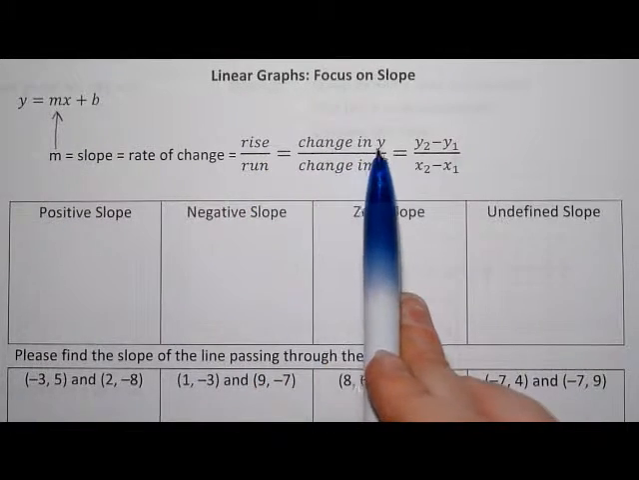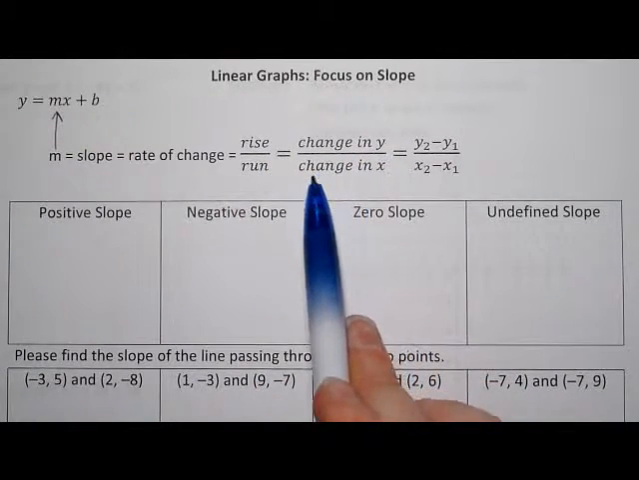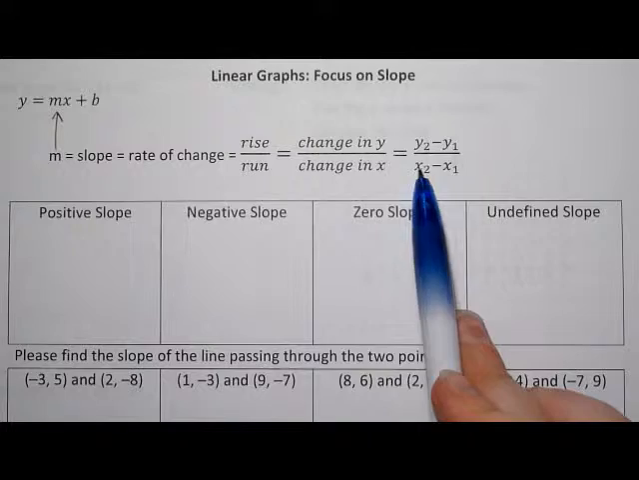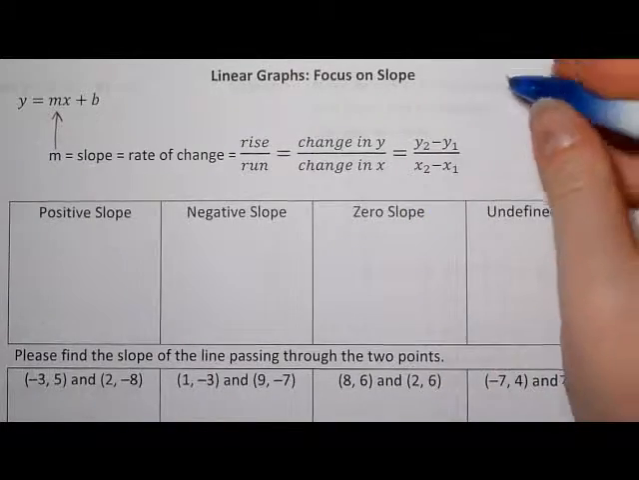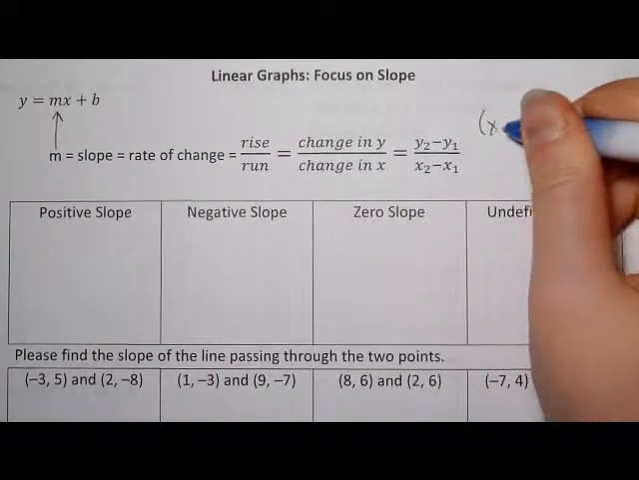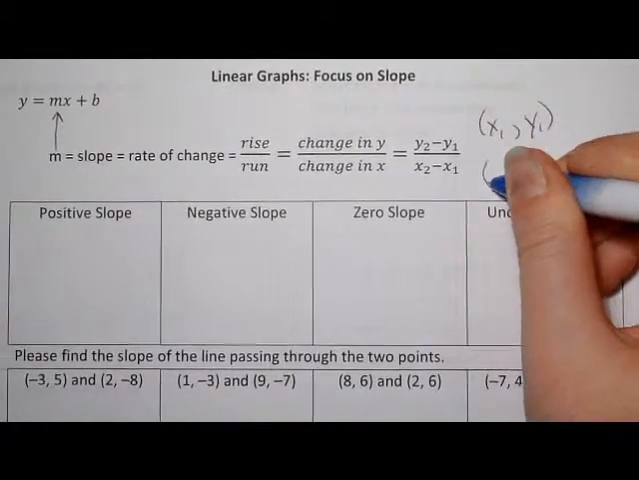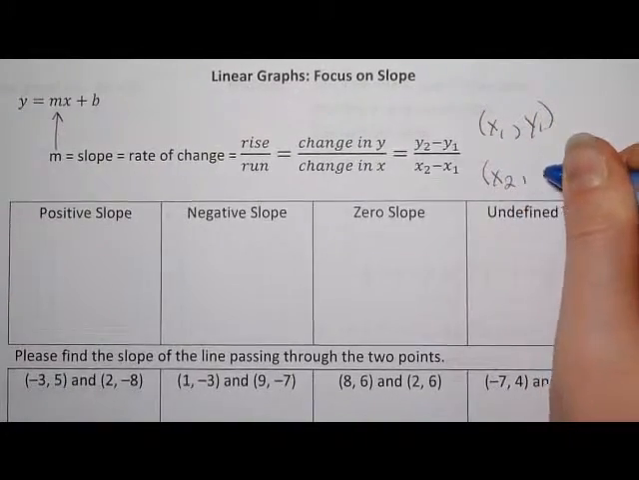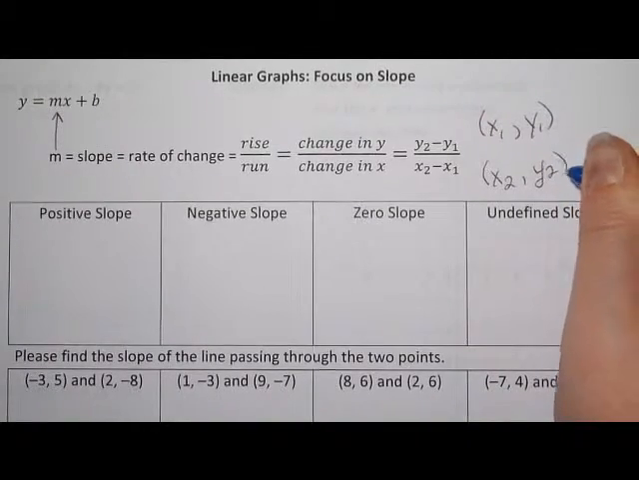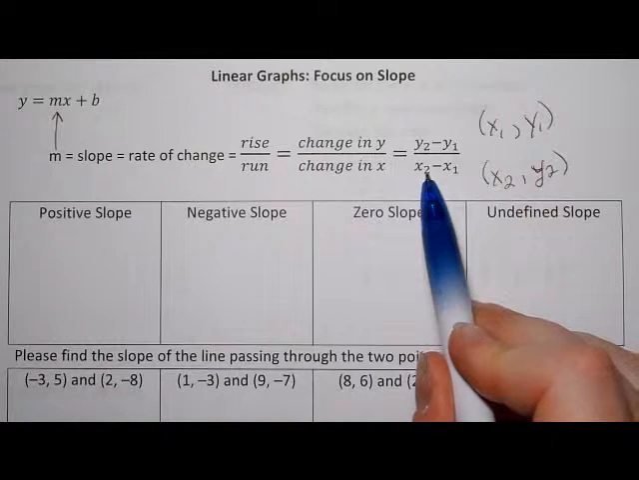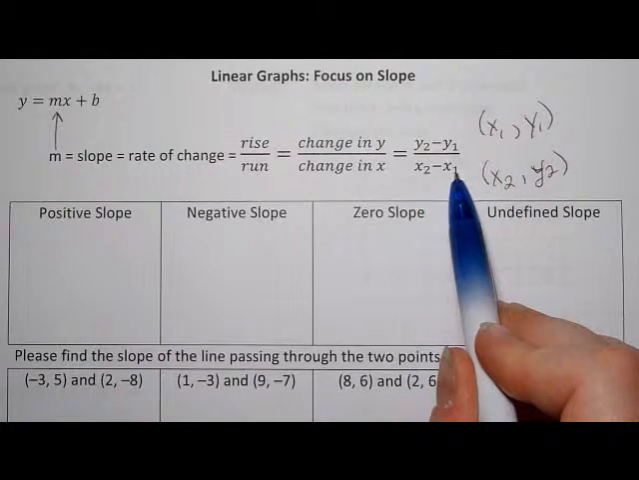It is the change in y value divided by the change in x value, which can also be notated as y2 minus y1 divided by x2 minus x1, where you have two points, x1, y1, and a second point, x2, y2. The subscripts indicate that this is the x value from the second point, and this is the x value from the first point.